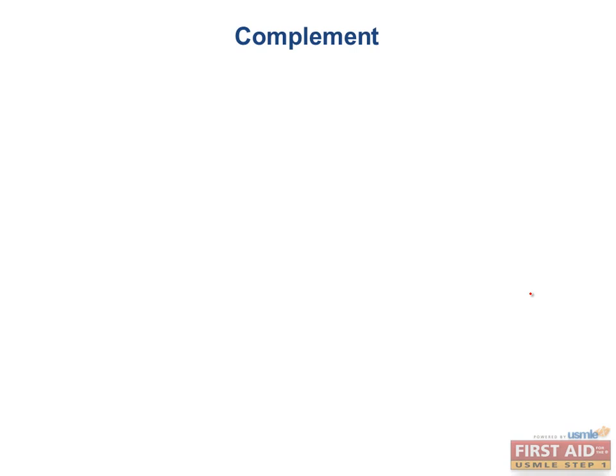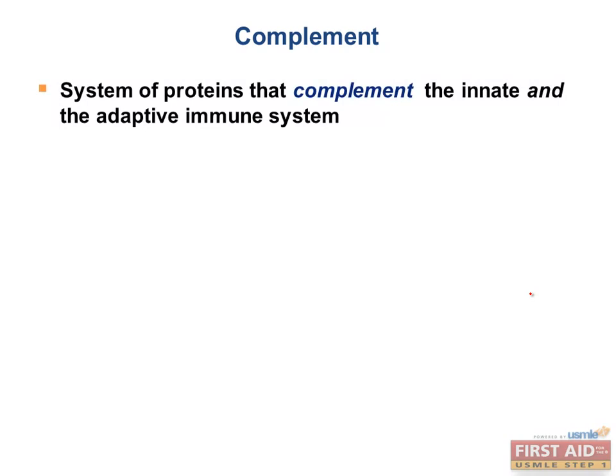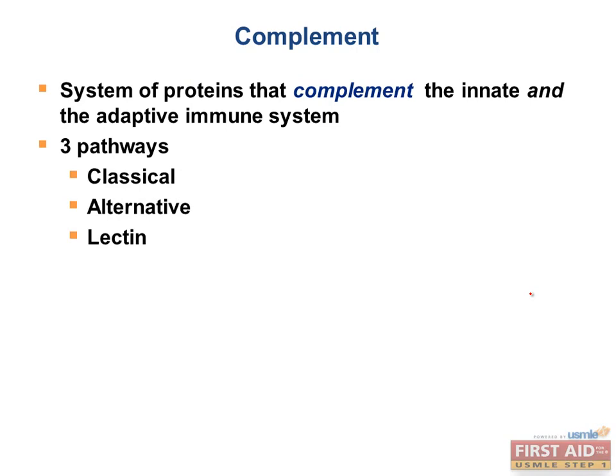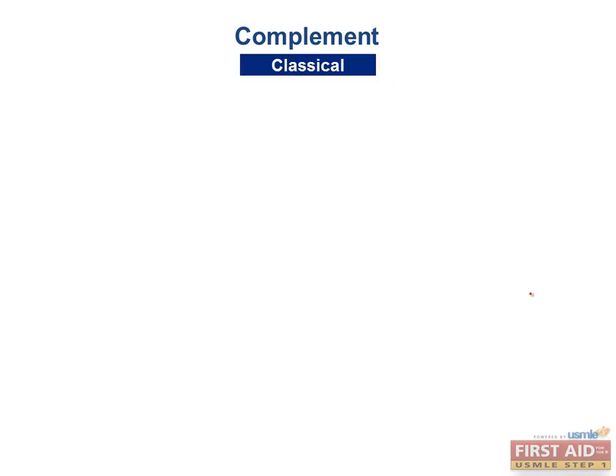All right, finally, time for complement. So again, remember, complement. It's a system of proteins that complements, that's why it gets its name, the innate and adaptive immune system. Okay? There are three main pathways, the classical, alternative, and lectin. And they're very similar, so we'll just really talk about one to start off with, and then you'll get the hang of it. Start off with the classical complement pathway.